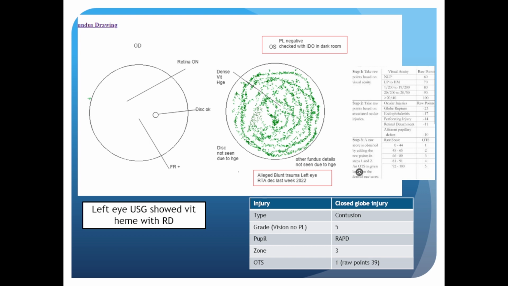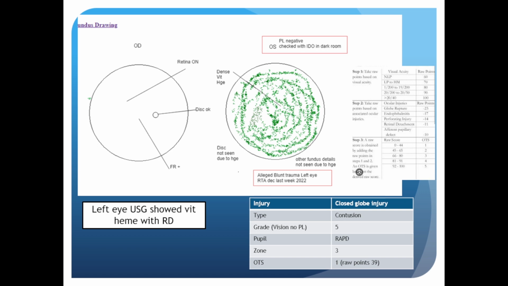So the score is 39. So it is coming within 45. So that OTS score will be 3 in this patient. 3, no? Sorry, yeah, it's 1. You can read your chart also. It's written down there. Yeah, it's 1.